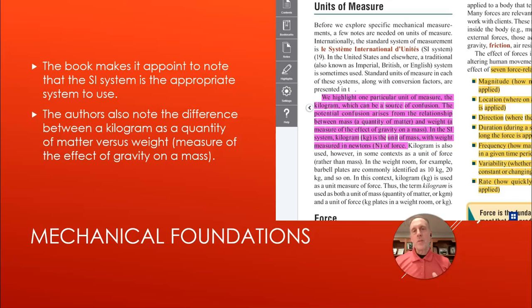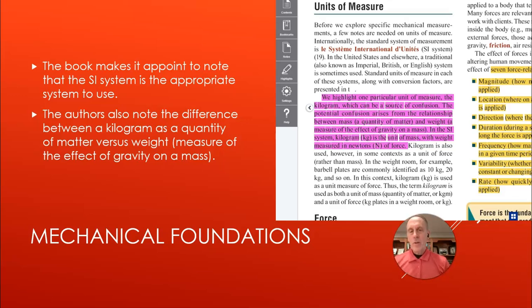So the book makes it a point to note that the SI system, which is the Système International d'Unités, the SI system, is the appropriate system to use. You'll see in the book that they'll go pounds, they'll go kilograms, and they'll talk about interchangeably meters to yards. And I think they could have a little better consistency in the book, but that's a whole other story.